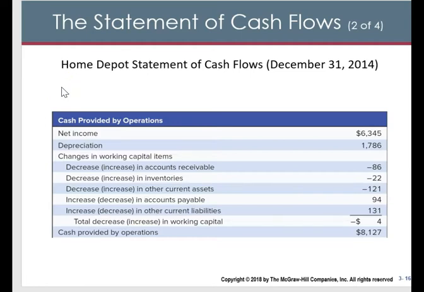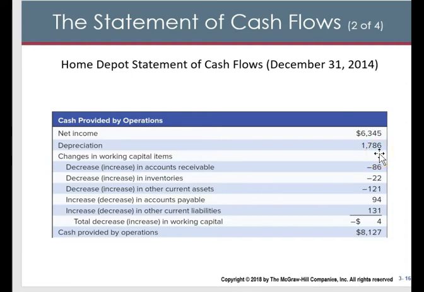Now turning back to Home Depot, there were three sections with the cash flow, and this one we're looking at is operations. Of course, you can see the net income here, which you can find in the income statement, is $6,345. Of course, that's in millions. You can see depreciation here.